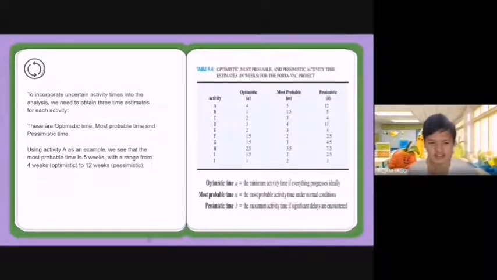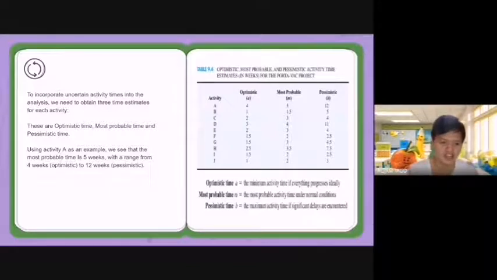To incorporate uncertain activity times into the analysis, we need to obtain 3 time estimates for each activity. These are the optimistic time, most probable time, and pessimistic time. What do we mean by these? Optimistic time is the activity time if progress goes ideally, the most probable time is the activity time under normal conditions, and the pessimistic time is the activity time if significant delays are encountered.